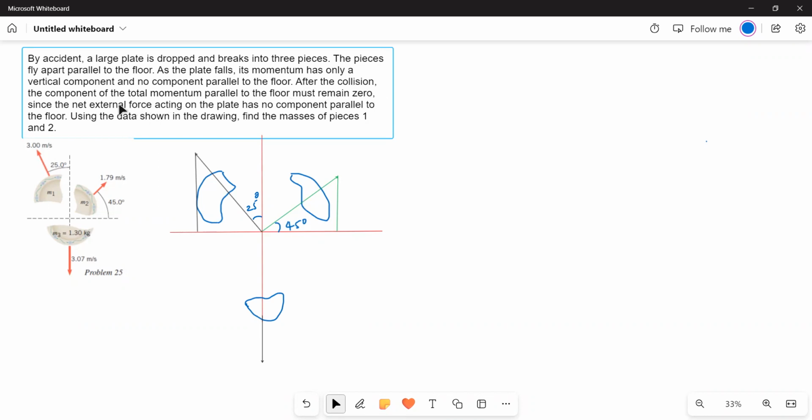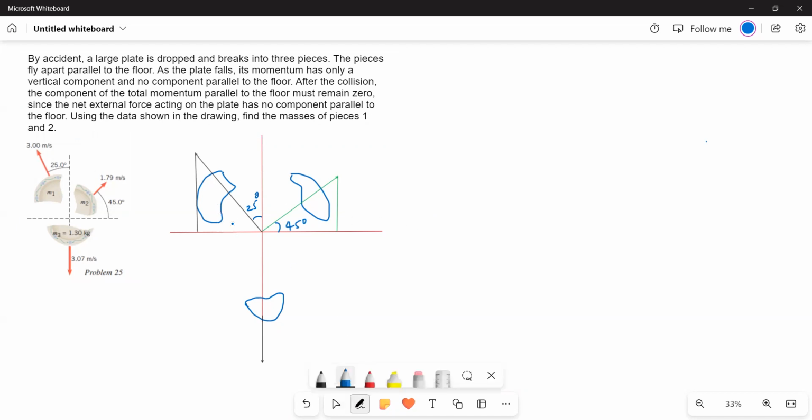After the collision, the component of the total momentum parallel to the floor must remain zero, since the net external force acting on the plate has no component parallel to the floor. Using the data shown in the drawing, find the masses of pieces 1 and 2. Okay. Here we have to find out the masses of the plate.